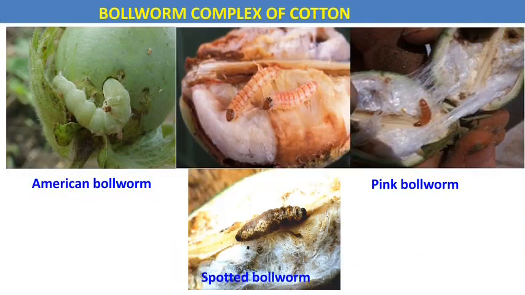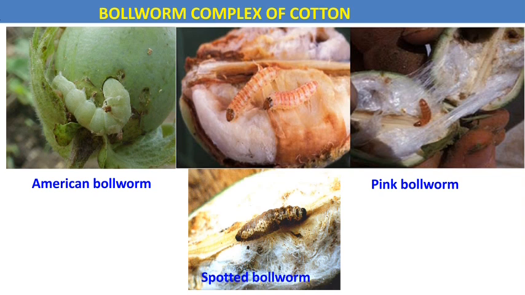Then the next group of insect pests is the bollworm complex of cotton. In this slide you can see the American bollworm, pink bollworm, spotted bollworm, and in some cases the spiny bollworm is also there. These are the 3 important bollworms which infest cotton crops and reduce the yield. Here the pink bollworm is nowadays the most serious pest, with the most invasion occurring on the cotton area.